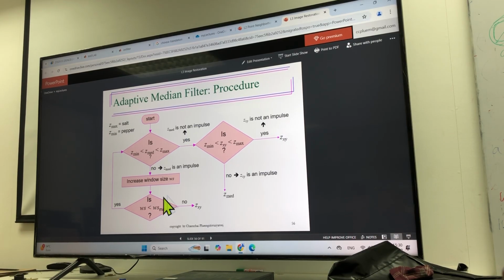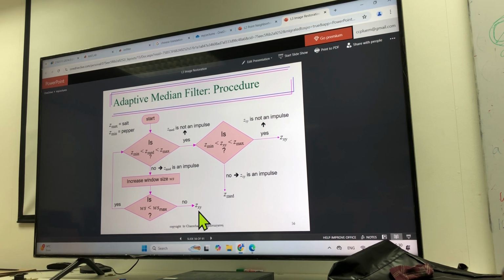And if it's already too large, then there's no way you can continue. You need to stop somewhere, so you return z of xy. So this is the flow chart of the adaptive median filter.